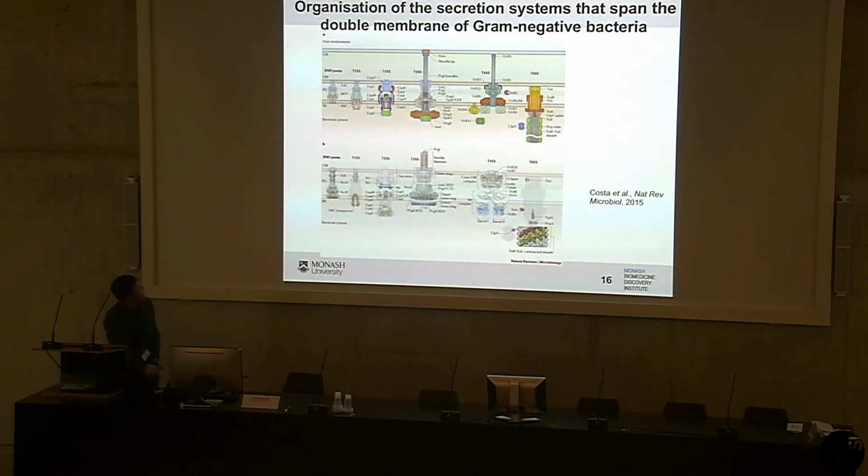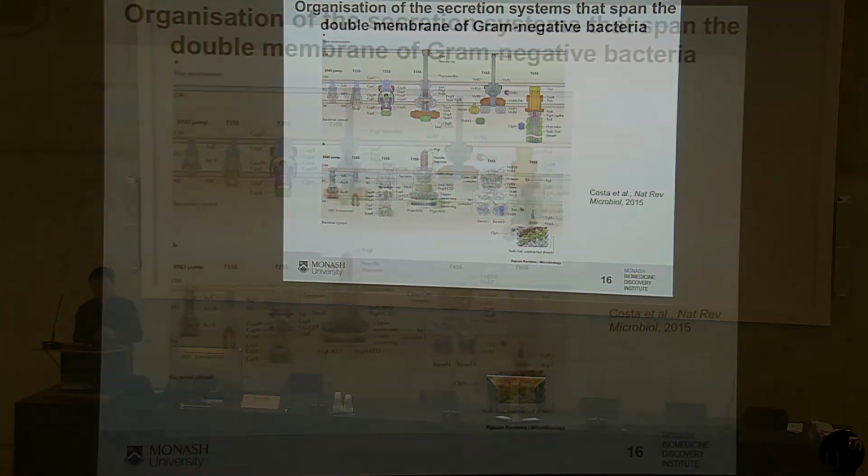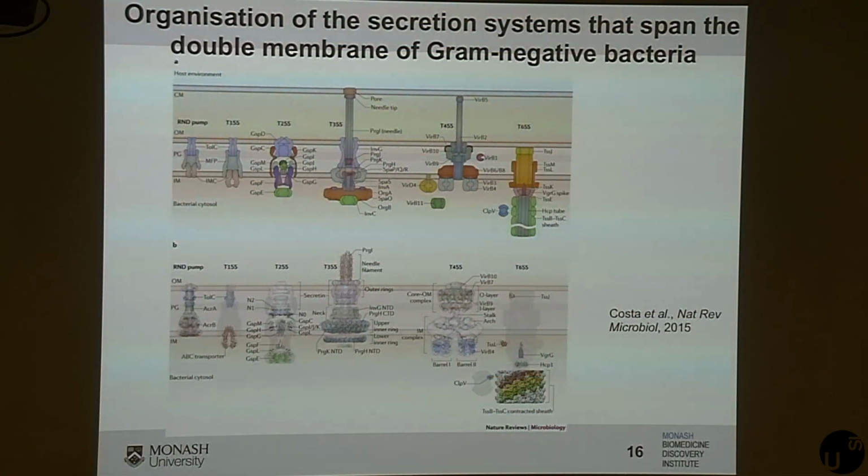Just a little bit of background about bacterial secretion systems. There are many different types of bacterial pathogens. One common mechanism by which a bacterial pathogen can invade the human host is through the secretion effector system. In this process, the bacterial pathogen can secrete its effector molecules.